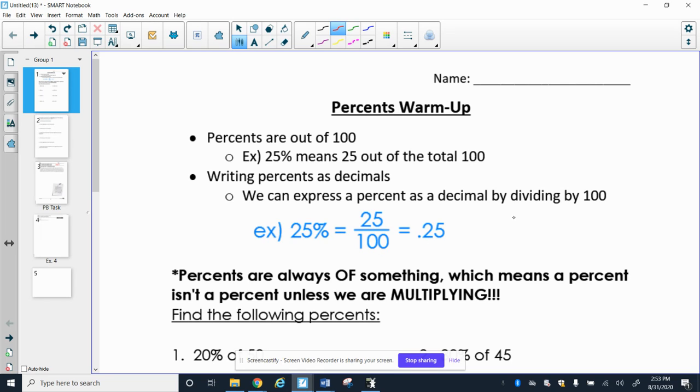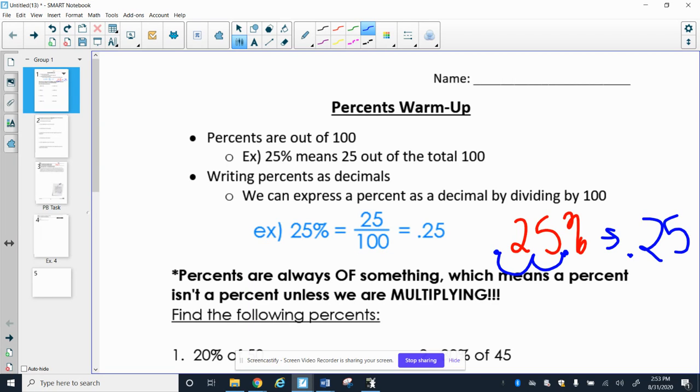Or the other method is if we had 25%, our decimal place started at the end here, so we find our decimal place, and changing that to a decimal, dividing by 100 is the same as moving your decimal place 2 places back to the left. So 25% is the same thing as 0.25.